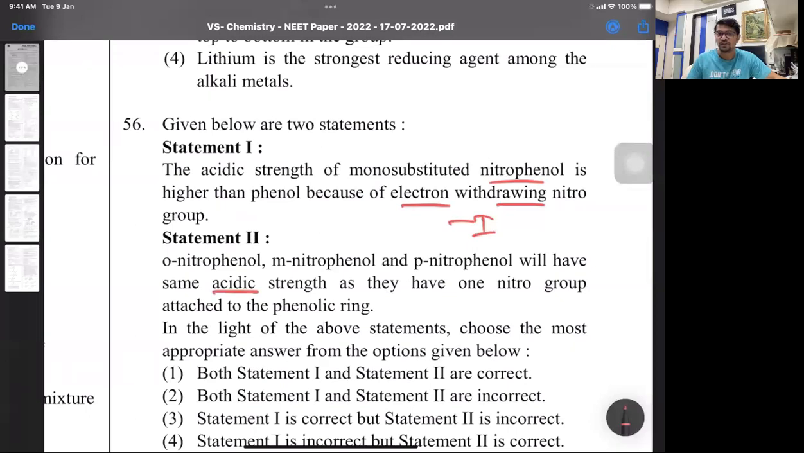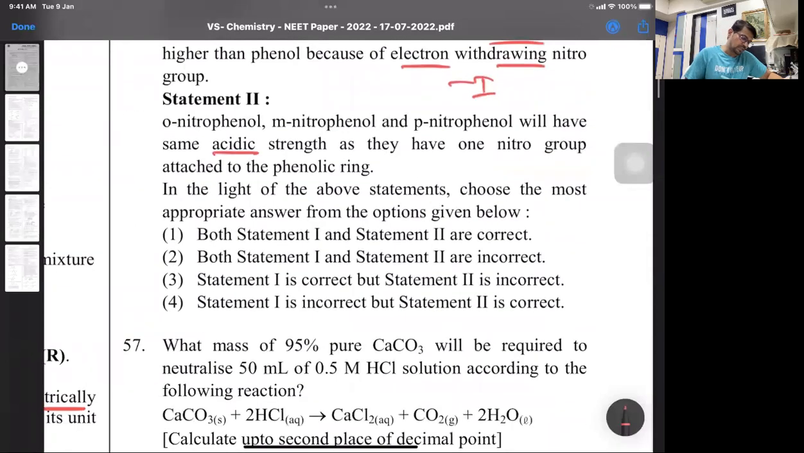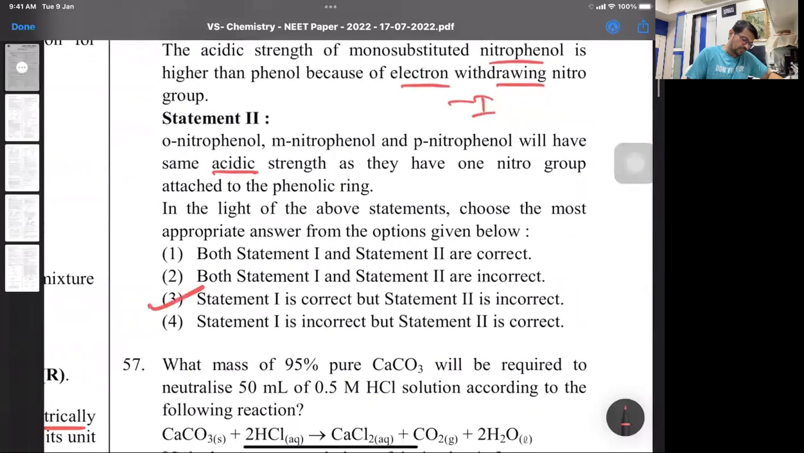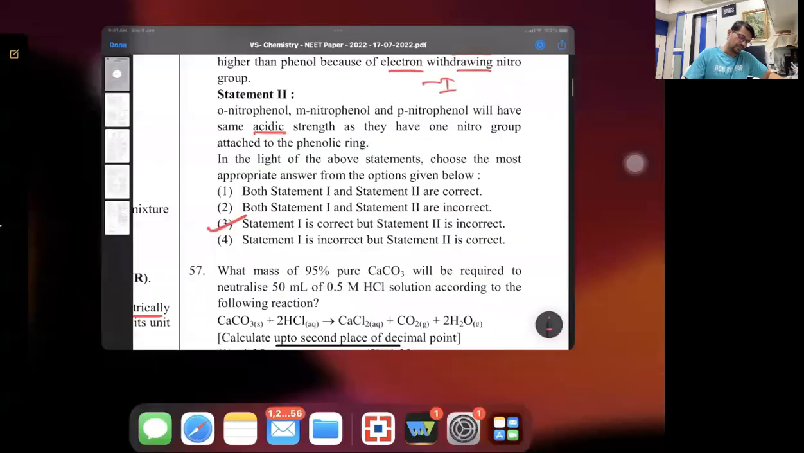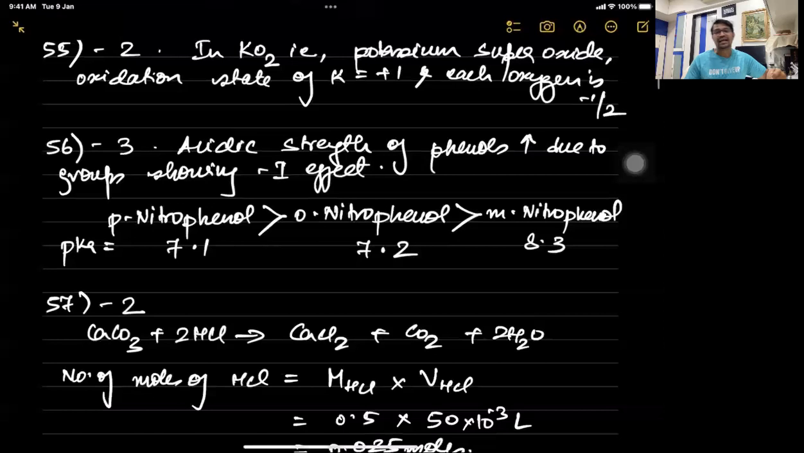That's a false statement. So in the first case, statement 1 is correct, statement 2 is false. So statement 1 is correct, but statement 2 is incorrect. So the answer to question 56 is 3, where we look at the acidic strength.